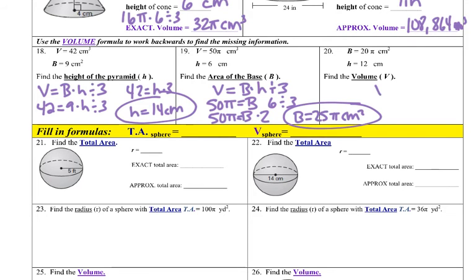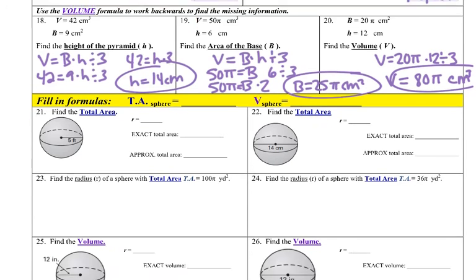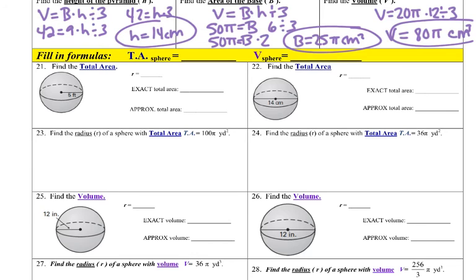And then here the volume is, I can just write it, area of the base, which is 25 pi, or 20 pi, times the height, which is 12, divided by 3. And 12 divided by 3 is 4, and 20 times 4 is 80 centimeters cubed for volume. Almost done. So the last shape is a sphere. So the surface area is 4 pi r squared, and then the volume is 4/3 pi r cubed.